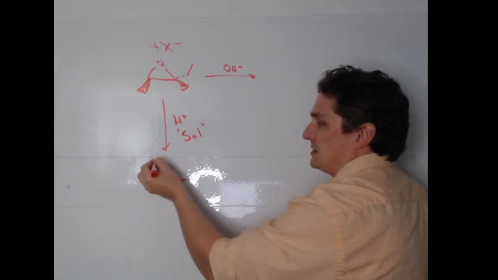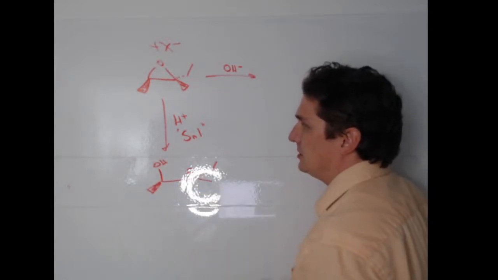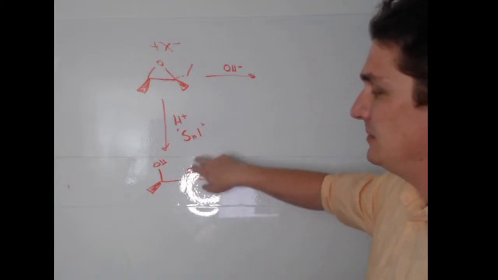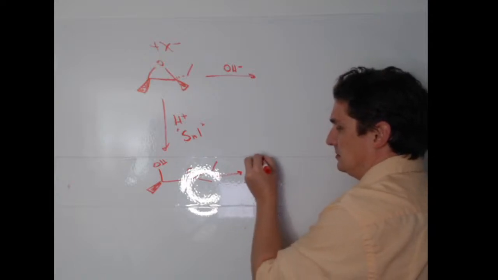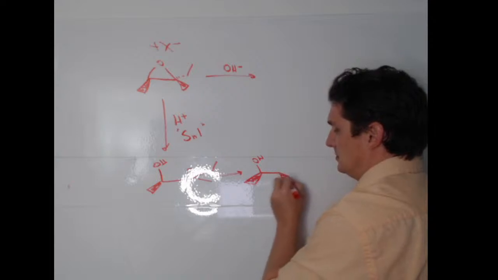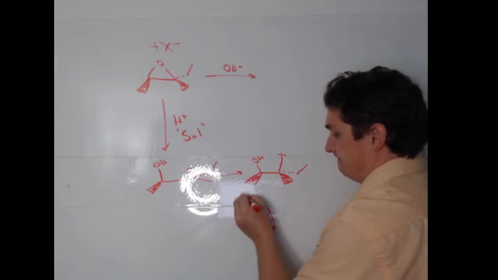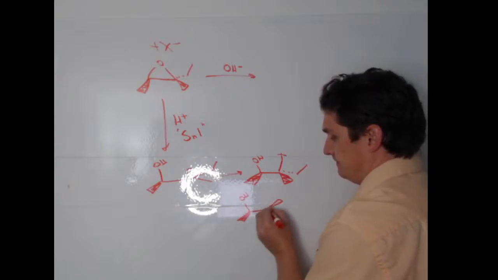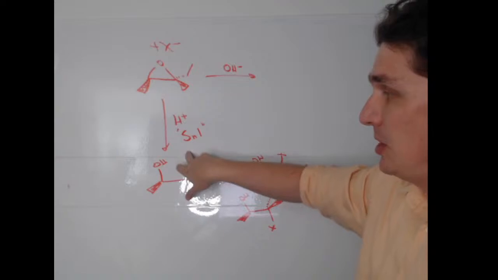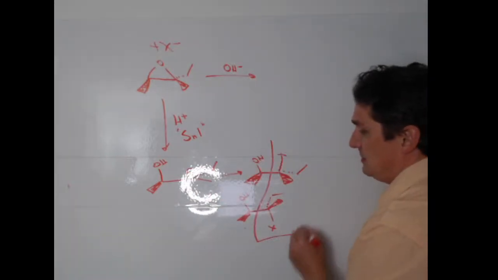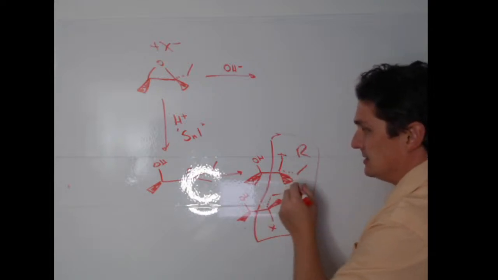So this is my first intermediate under the acidic conditions. Because I can get attacked from both top and bottom, I end up creating a mixture like this. So this is going to be analogous to SN1 in that I go through a carbocation intermediate, and I end up with a racemic mixture on the most substituted carbon. So I'm going to end up with both the R and the S forms of whatever X is.